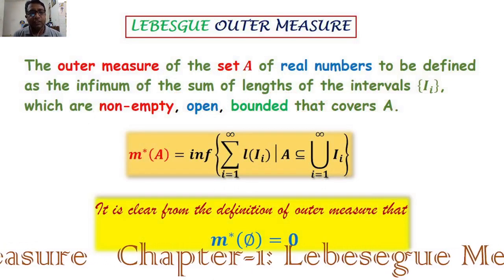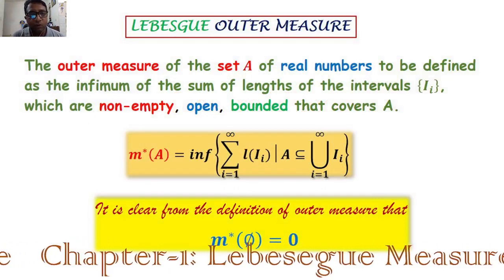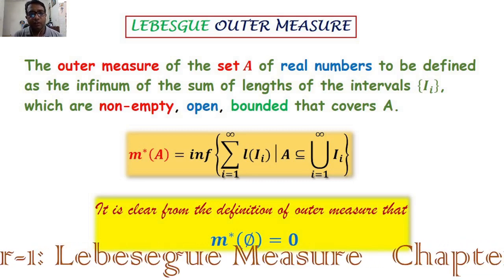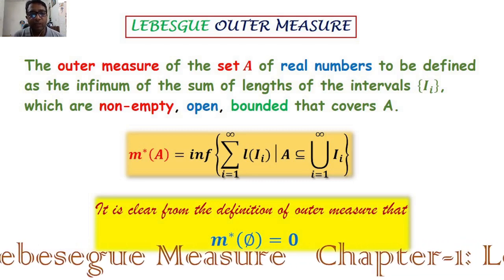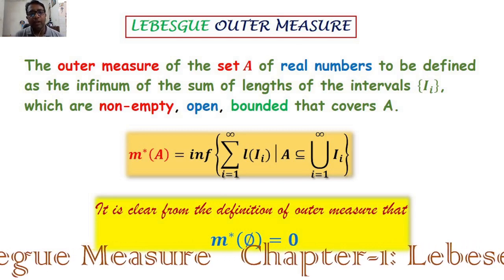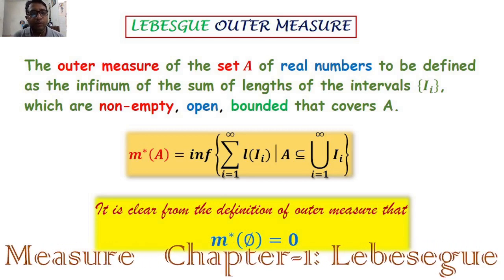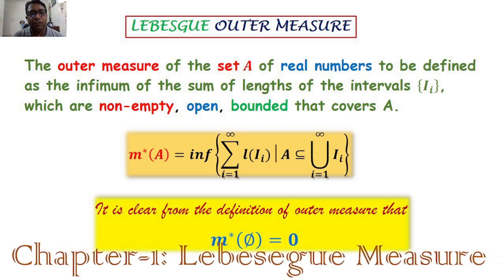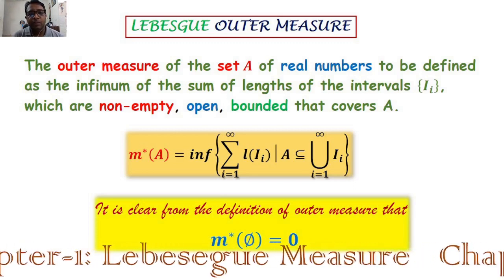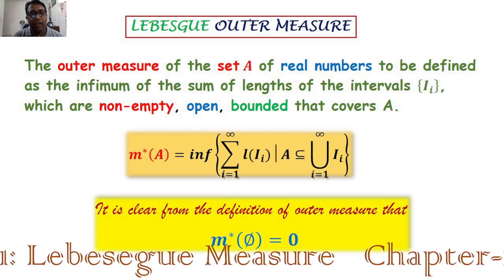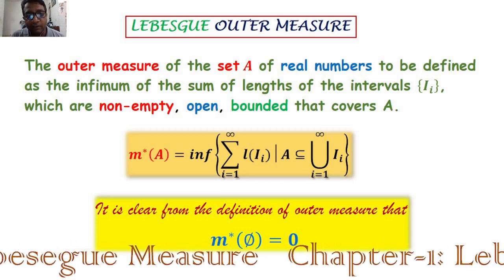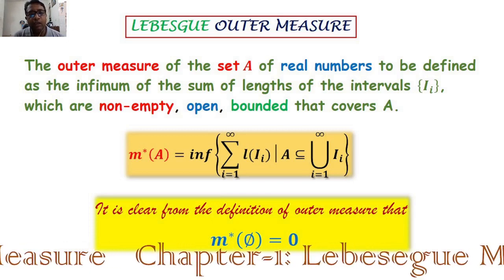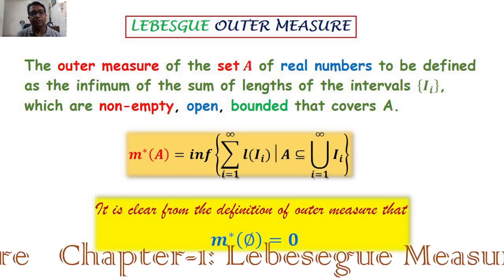So in the previous lecture we talked about the basic goals of the chapter, out of which the first goal of the first stage will be the definition of the Lebesgue outer measure and to study its properties. So firstly, what is an outer measure? The outer measure of the set A of real numbers is defined as the infimum of the sum of the lengths of the intervals I_i which are non-empty, open, bounded, that cover A.